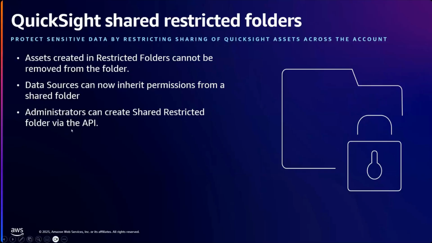Admins within your QuickSight accounts can go and create the shared folders and restricted folders via the APIs. And as these folders are being created and shared, any authors, let's say they start by creating the data sources within that particular restricted folder, and from there, if they start creating data sets, analyses, dashboards, or other scenarios, whatever they create will be restricted to that particular folder only. They will not be able to move it.